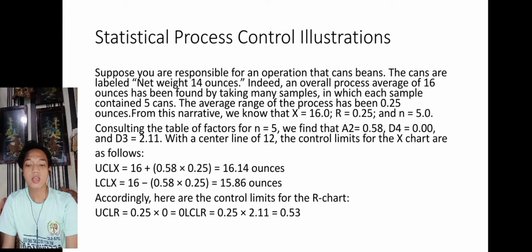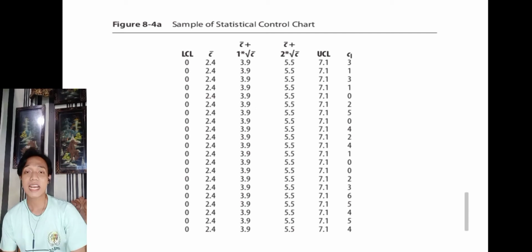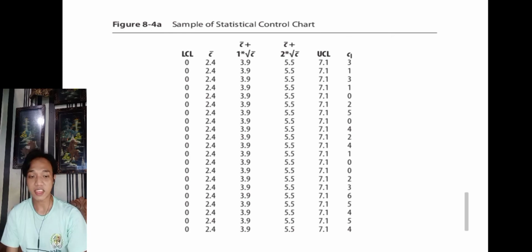Over the past 2 years, you have determined that the average is 2.4, so the UCL for that C chart is 7, and the LCL for that C chart is 0. So this is figure 8-4A, sample of a statistical control chart. So in the past month, you have inspected 23 jobs and calculated and plotted the results presented in figure 8-4A and 8-4B. At first glance, the interpretation of this control chart may be confusing because the center line is not halfway between the UCL and the LCL.